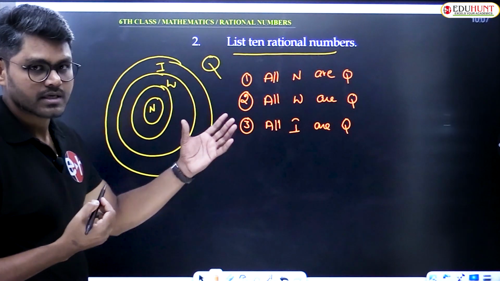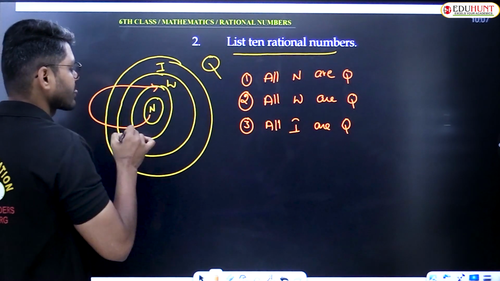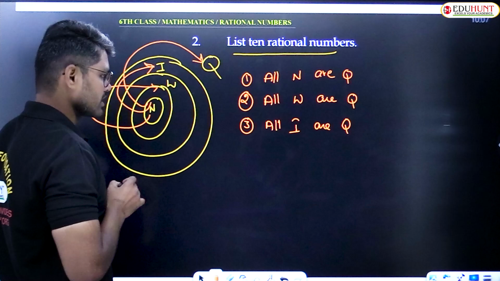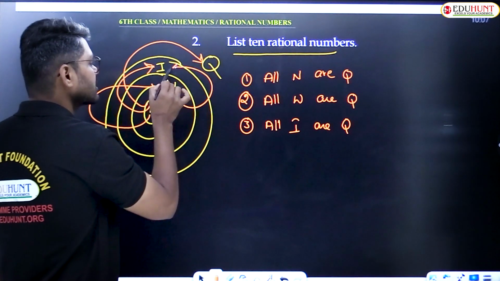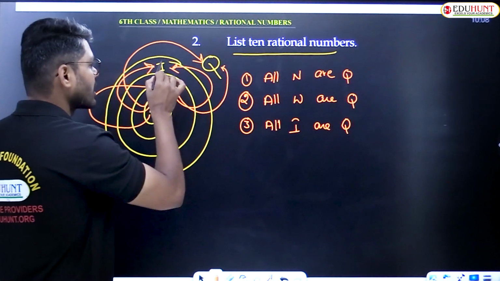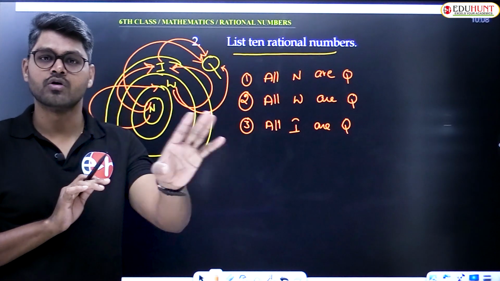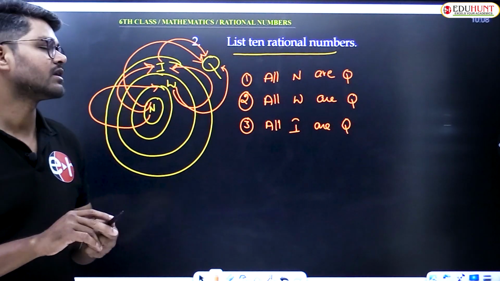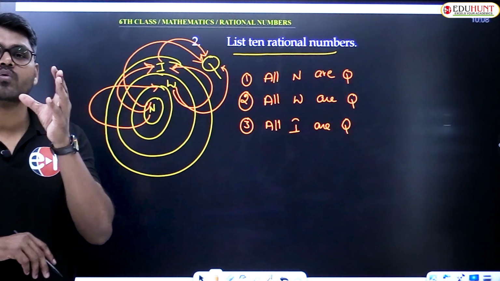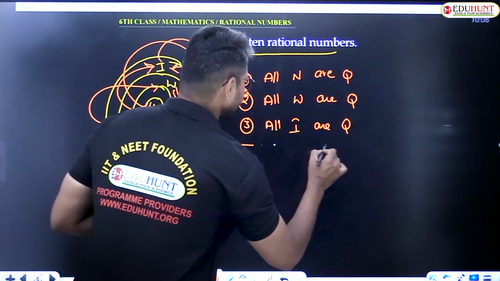Okay, right. This is very important. Here all natural numbers are whole numbers. All natural numbers are integers. All natural numbers are rational numbers. And all whole numbers are integers. All whole numbers are rational numbers. All integers are rational numbers. Are all integers natural numbers? No, the reverse is not possible. Not all integers are natural numbers, because natural numbers include only positive integers, not 0 and not negative integers.